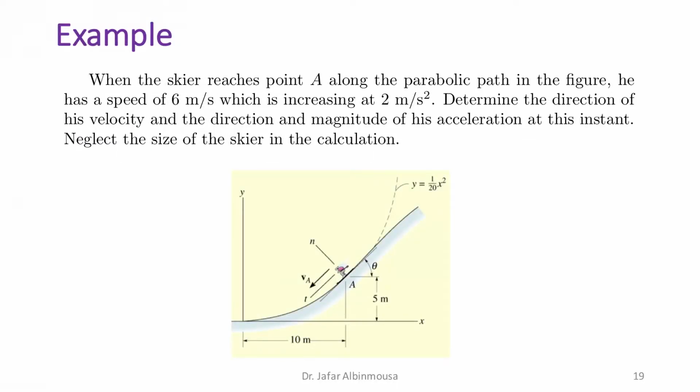So let's have this example. When the skier reaches point A along the parabolic curve, over here in the figure, he has a speed of 6 meters per second. So his speed, VA, is 6 meters per second, which is increasing at 2 meters per second square. So this is basically the acceleration at this point. We want to determine the direction of his velocity and the direction and magnitude of his acceleration at this instant. Neglect the size of the skier in the calculation. Of course, because we are dealing with the kinematics of particles, not rigid bodies.